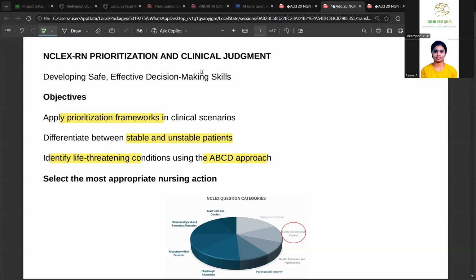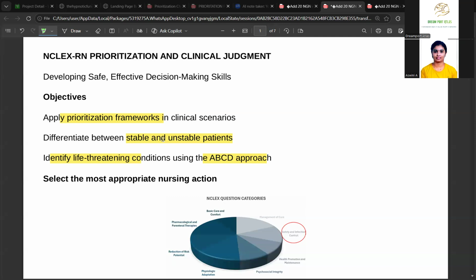And the second thing we need to do is differentiate the patient. By reading the scenario we can understand whether it is a stable patient or an unstable patient. By looking at the symptoms or the severity of the symptoms, we can correlate whether the condition is stable or unstable. And next, we can identify any sudden onset of symptom.